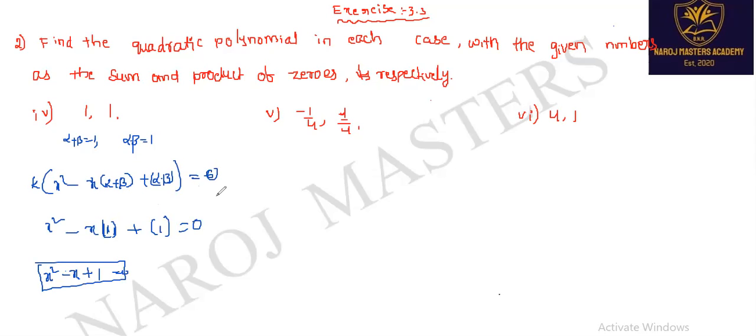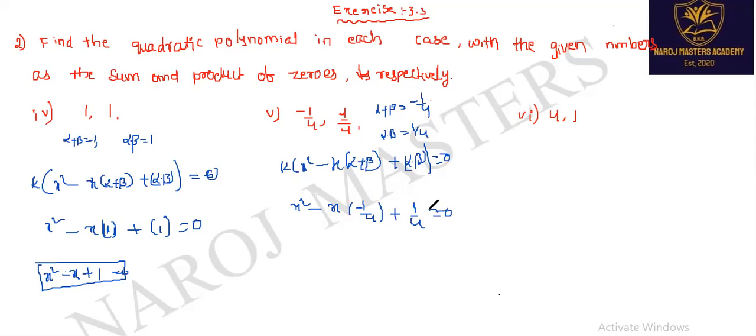Okay, and then here alpha plus beta is minus 1 by 4 and alpha into beta is 1 by 4. Then k into x square minus x into alpha plus beta plus alpha into beta equal to 0. And here alpha plus beta equal to minus 1 by 4, alpha into beta equal to 1 by 4. Now substitute those values. x square minus x into minus 1 by 4 plus 1 by 4 equal to 0. Then 4x square plus x and then plus 1 by 4 equal to 0. Then 4x square plus x plus 1 equal to 0. This is the quadratic polynomial.